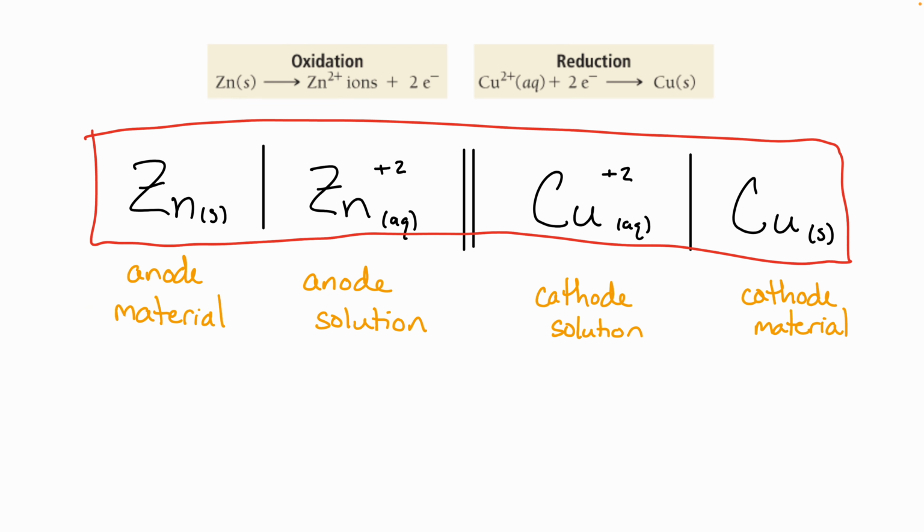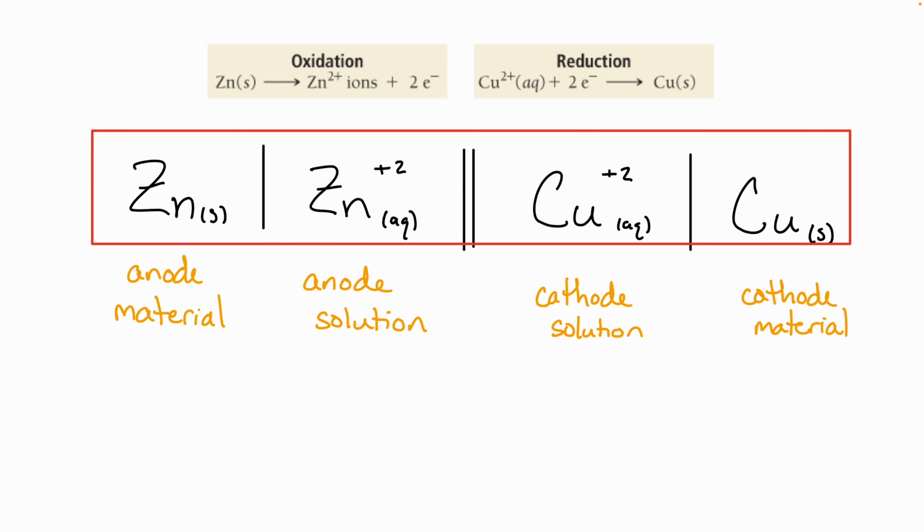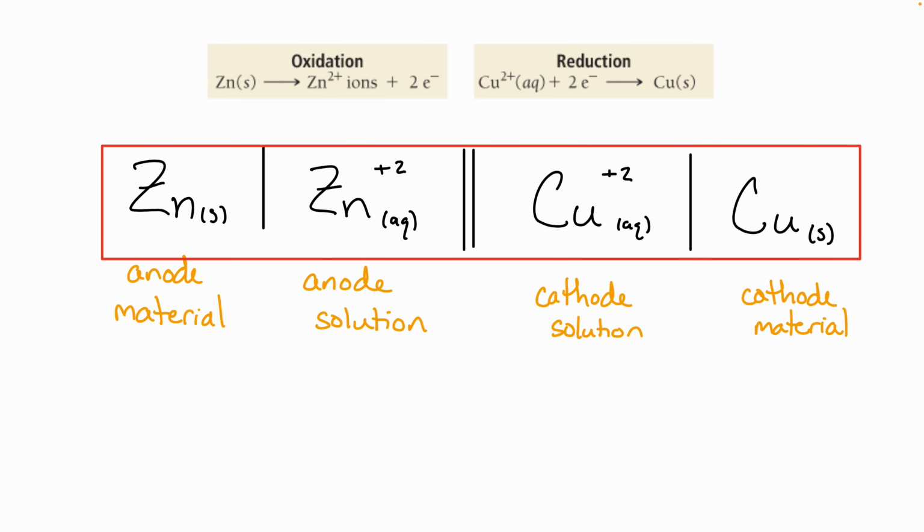All right, so this right here we would say is the summary of our battery's contents in what we call standard cell notation. It tells you all the important bits that are included in your battery. What's going on at the anode? What's the solid material the electrons are going to pass through? And what's in the solution? And what's going on at your cathode? What's in the solution? And what's the solid piece of material those electrons are going to pass through?